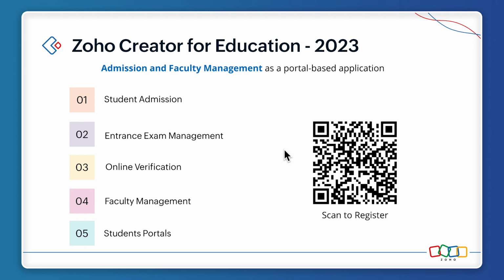Apart from this admission management, we have also automated the entire faculty management process, where the faculty's attendance, check-in and check-out time, their schedules, all these things have been automated with the Creator platform. And finally, we have given the portal access of our application to the students, so that the students can see their class schedules, their personal information, their faculty information, and everything in a single portal. These are the things we have automated under this admission and faculty management application.